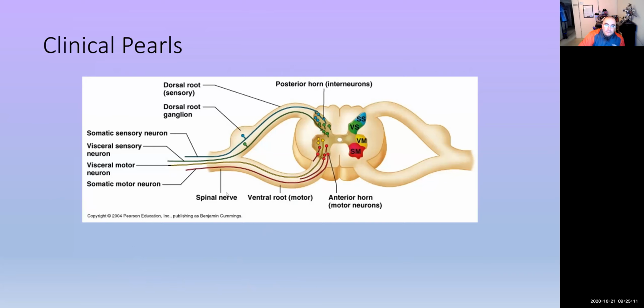Too bad. This is looking at the nerves, right? So we have our backside, our posterior aspect, and we have our anterior aspect, right?